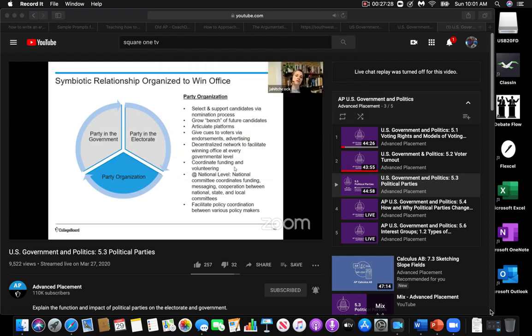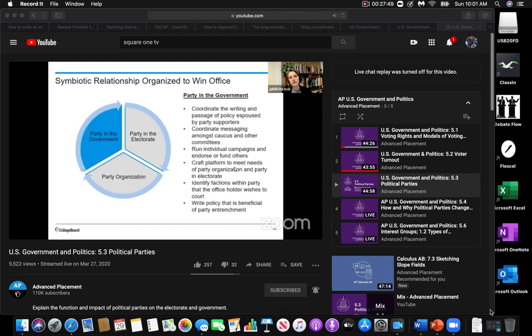And at the national level, the National Committee is going to coordinate funding, messaging, and cooperation between national, state, and local committees. You even have committees back in Congress that help people in the House and Senate get reelected for each party. And then the final thing here is the facilitation of policy coordination between policymakers at various levels, kind of like a pipeline. And then the final thing is party and the government.